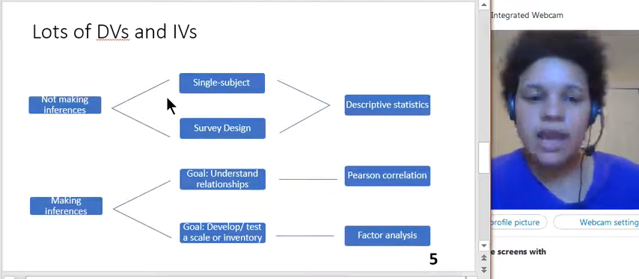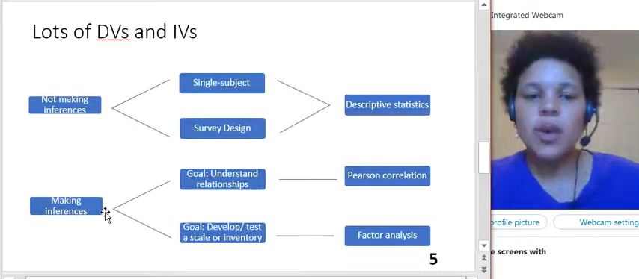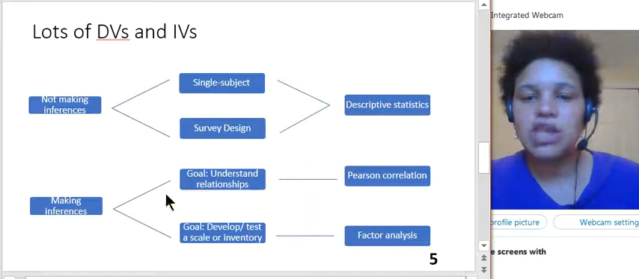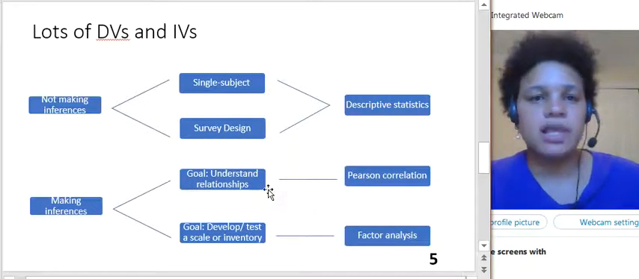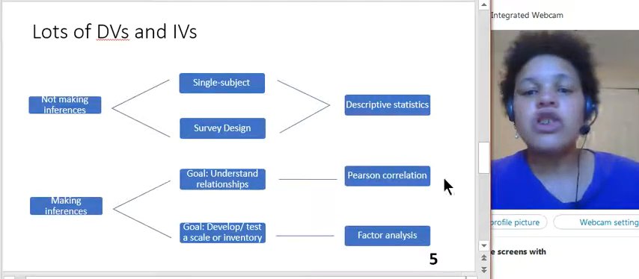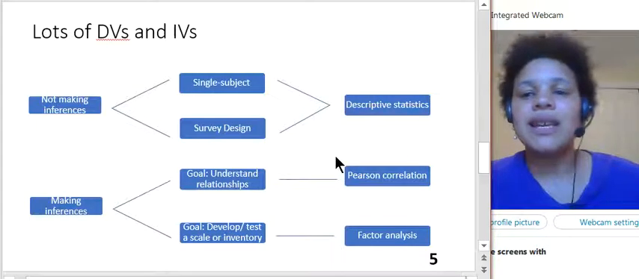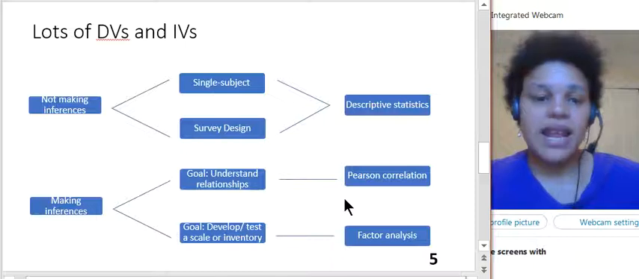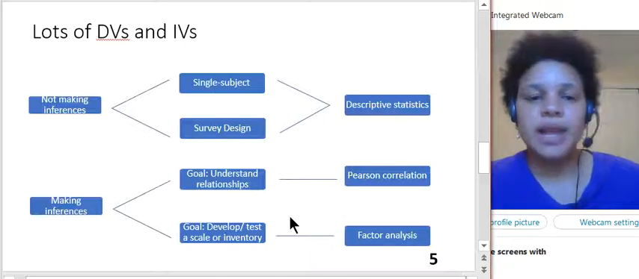If you want to make inferences, and in particular your goal is to understand relationships among all of these dependent variables, or dependent variables and independent variables, then you're going to do a Pearson correlation, and that will generate a correlation matrix where you can see what relates to what and how strong or weak that association is.